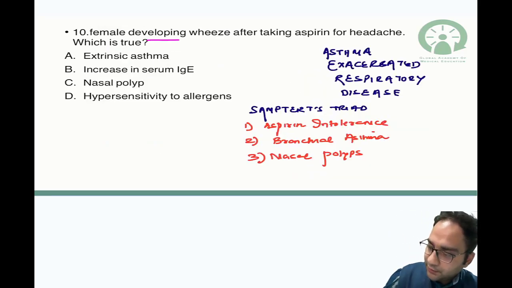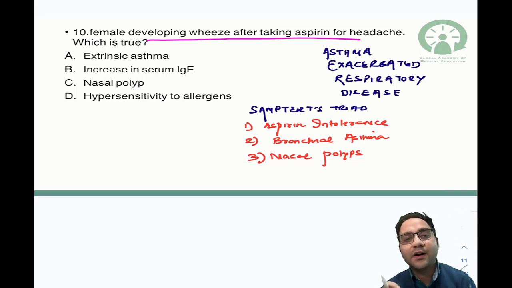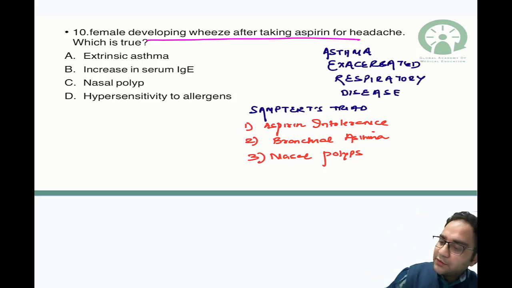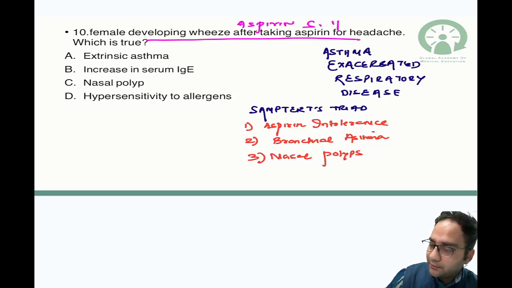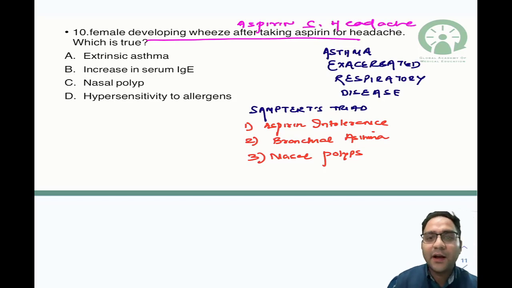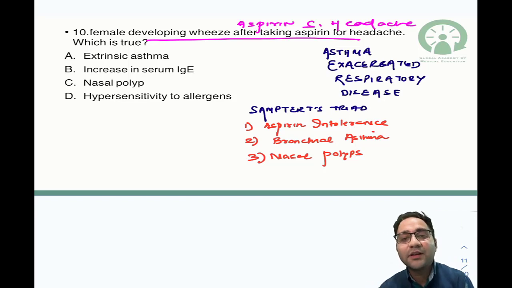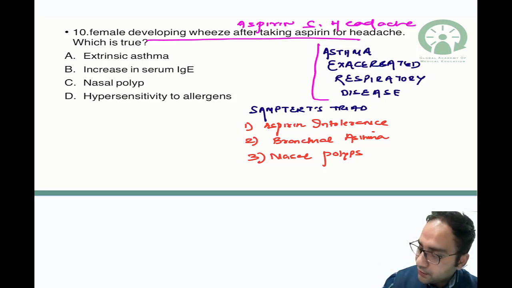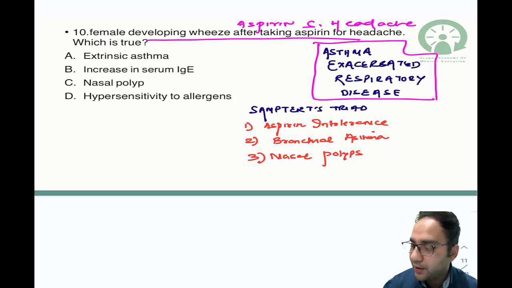Next, this question is a repeat question. It was asked that a female developed wheezing after taking aspirin for headache. So this is an example of asthma that is exacerbated by the use of NSAIDs. Previously, it was called aspirin sensitive headache, but now the terminology has changed and it is asthma exacerbated respiratory disease.